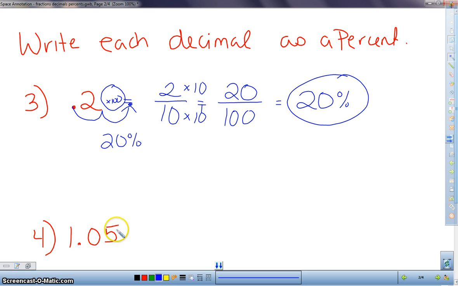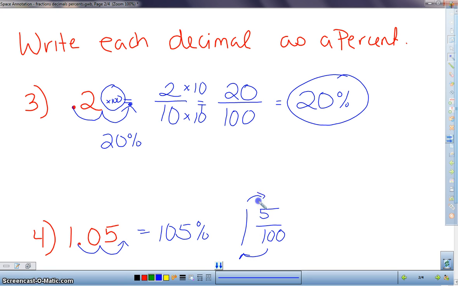So for 1 and 5 hundredths, once again, I can either move the decimal back 2 places. That's going to be 105%. Or I can think of it as a fraction. 1 and 5 hundredths, actually. It's already out of 100, but I have this 1. So I'm going to change this into an improper fraction. So 100 times 1 is 100, plus 5 is 105 hundredths, which is also how you can write your 105%.